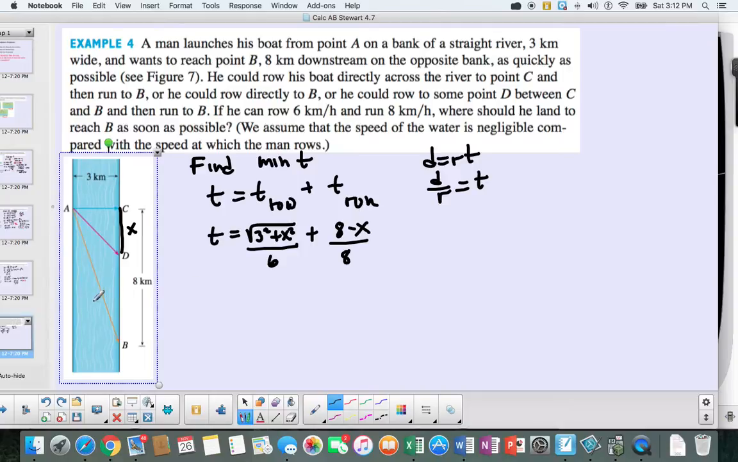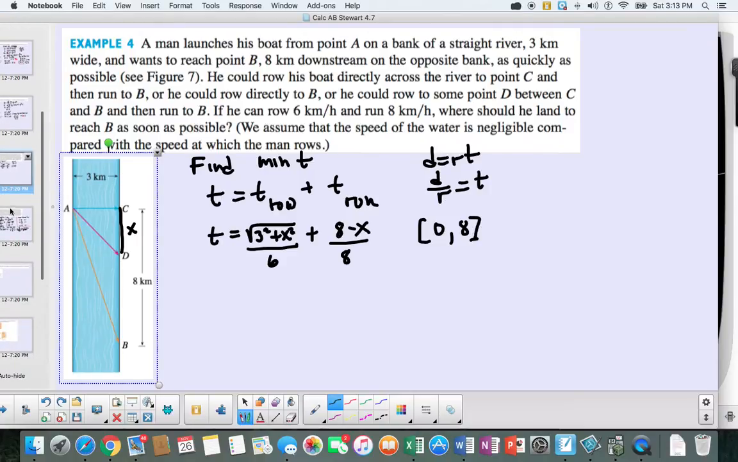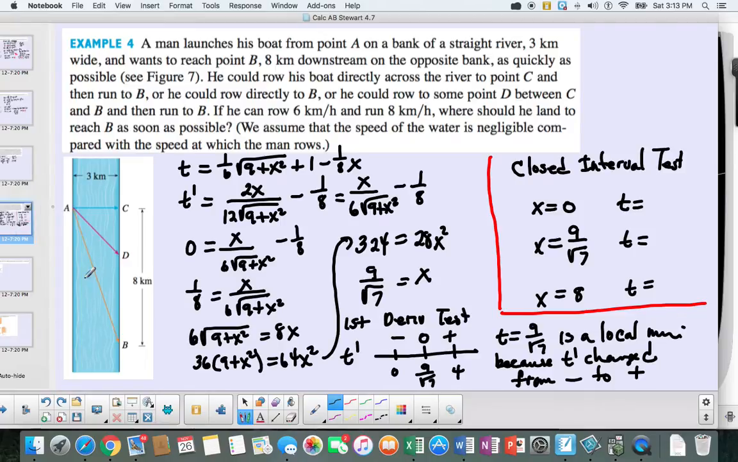Alright, now once we get the formula, we also need to consider the interval. And the interval is x can be 0, so he can go straight to the shore and then run the rest of the way. Or the other thing is that x can be actually 8. And that would mean if x is actually 8 that he rows all the way. So this is a closed interval that we need to investigate. Alright, let's take a look at how we go about doing it.